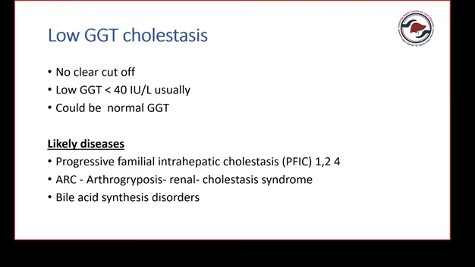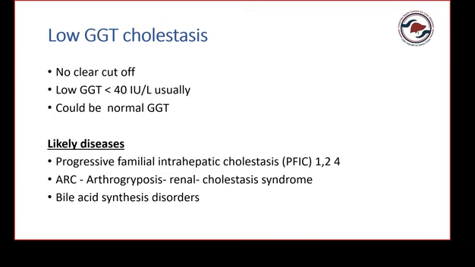Or it could be normal sometimes, above 40 and up to 150, like it may be just normal in a newborn. What are the likely diseases? If you have a low gamma GT cholestasis, the list is not very long. Progressive familial intrahepatic cholestasis, PFIC, types 1, 2, and 4.